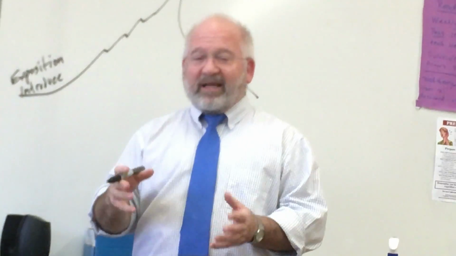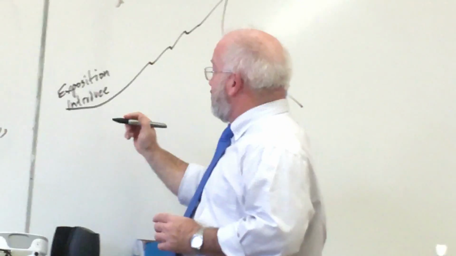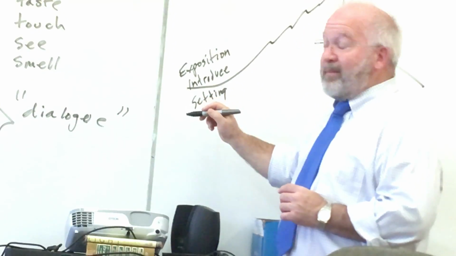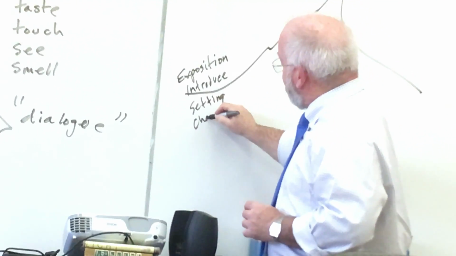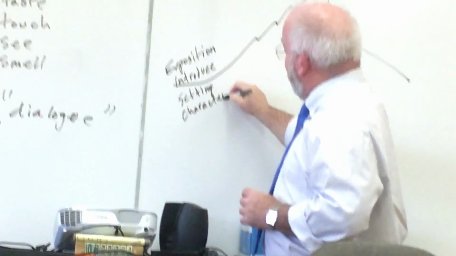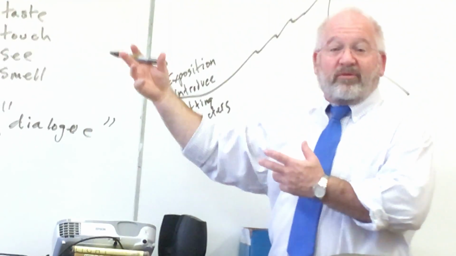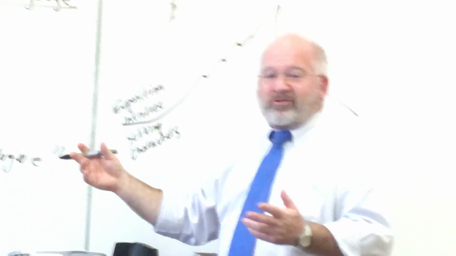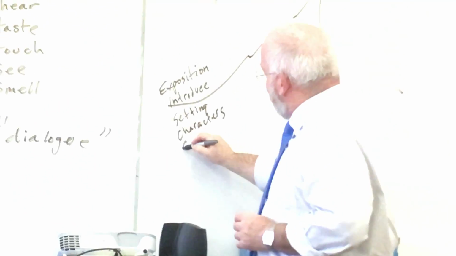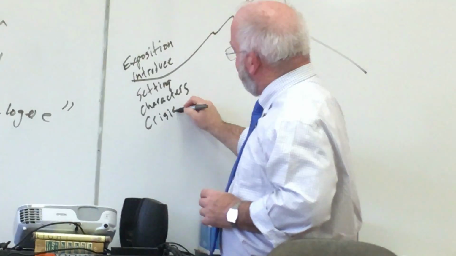So right in the beginning, you are introduced to the setting. So when and where's the story happening? The characters, at least all the main characters, and the opening situation, which is the problem, the crisis, the obstacle, whatever it is. And I'm going to put it down as crisis.